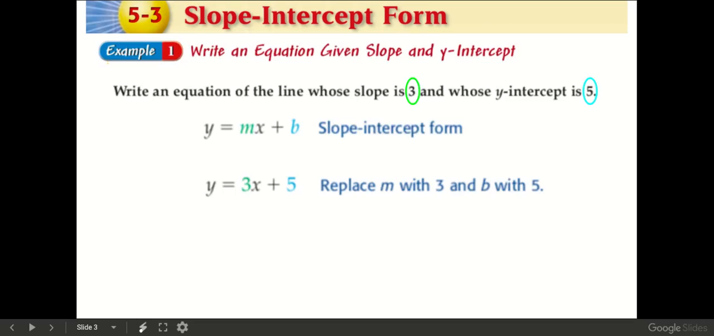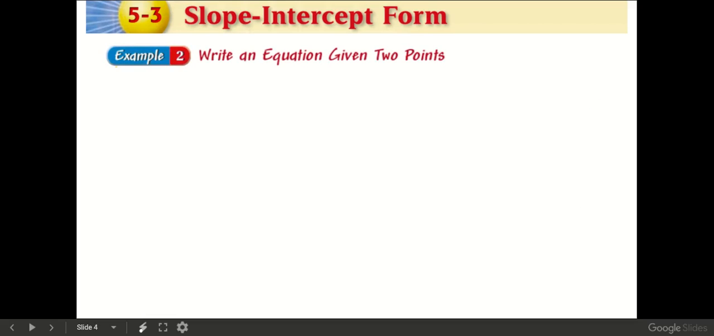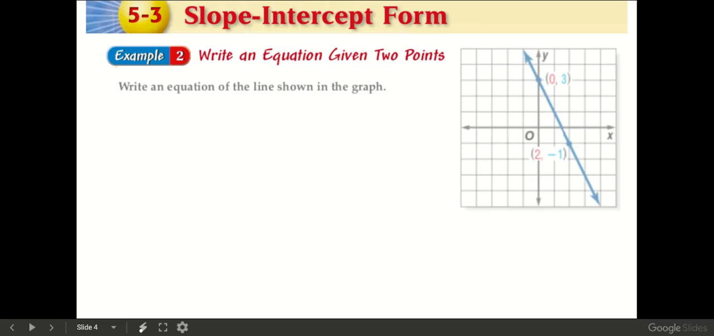So let me go back a second. This is kind of the basic way that we can create a slope-intercept form of an equation if we have the slope and we have the y-intercept. So what about if they want me to write an equation in slope-intercept form, but now they give me 2 points? They give me this graph here, and they say, here's the line, and it goes through the point (0, 3) and the point (2, -1).